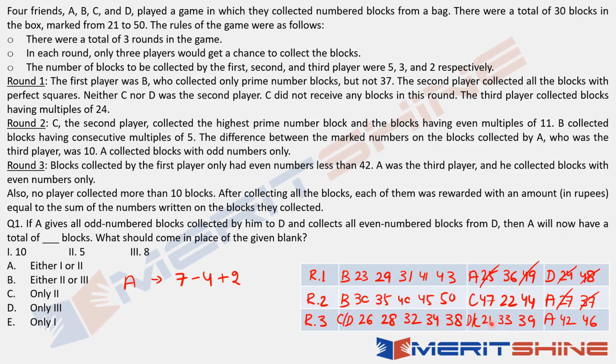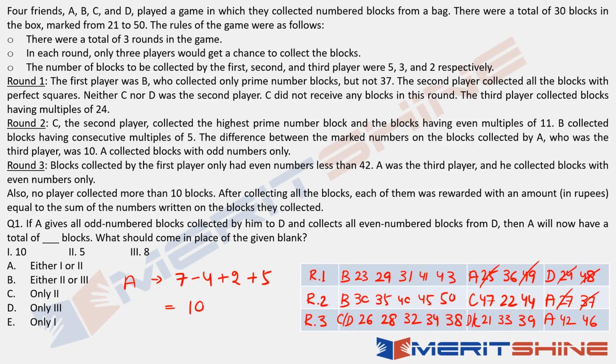But this is still left. Now there are two cases. First, let us assume that in round 3, D is the first player. If D is the first player, all these 5 are even: 26, 28, 32, 34, 38. These are all even. So in that case, it would be plus 5. And what would be the answer? 7 minus 4, this would be 3, plus 2, 5, plus 5, 10.